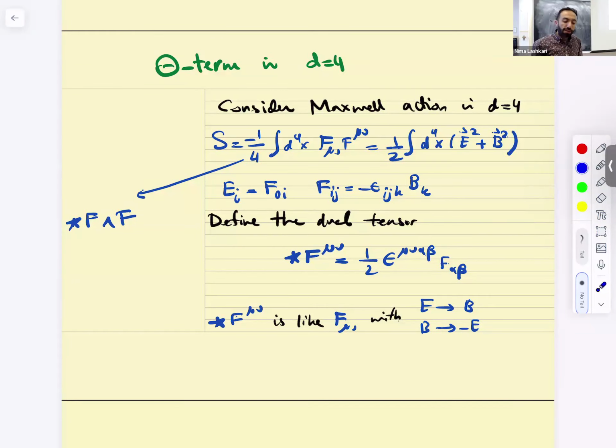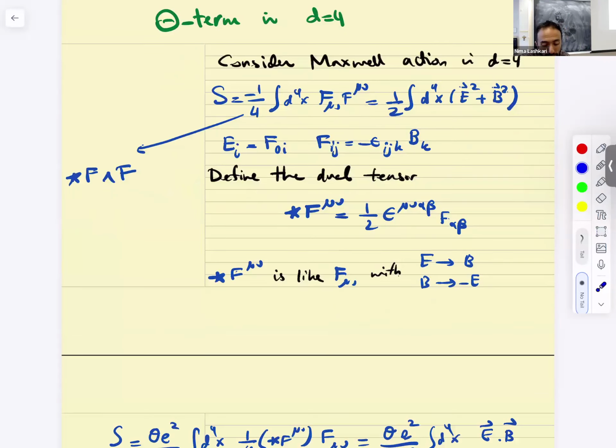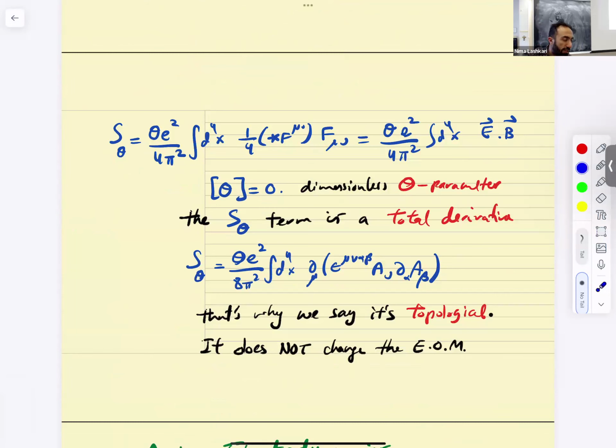All right. So, the theta term in 4 dimensions. Consider the Maxwell action in 4 dimensions. So electrodynamics. It's just E squared plus B squared, right? Charge, electric field and magnetic field. We defined a dual tensor, and the dual tensor is like F mu nu, but the difference is that E goes to B and B goes to minus E. You can put in the factors of 1 over the speed of light in there, as you wish.